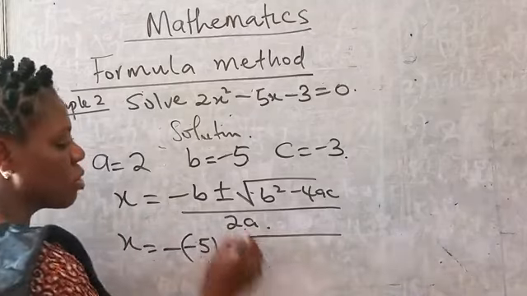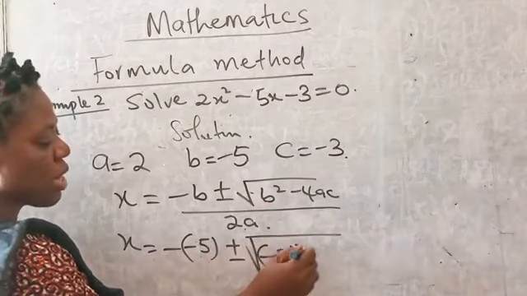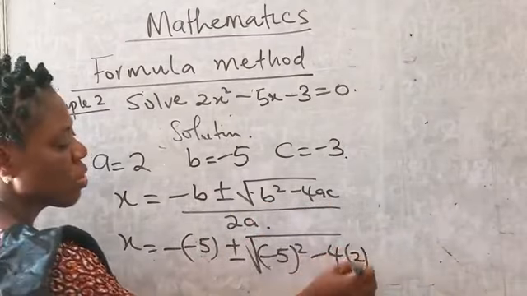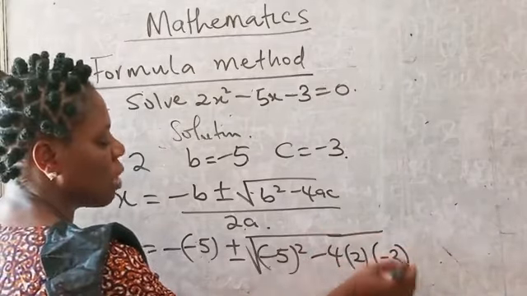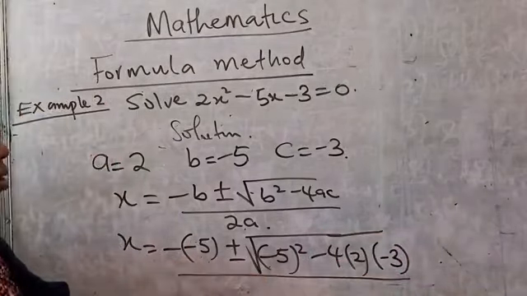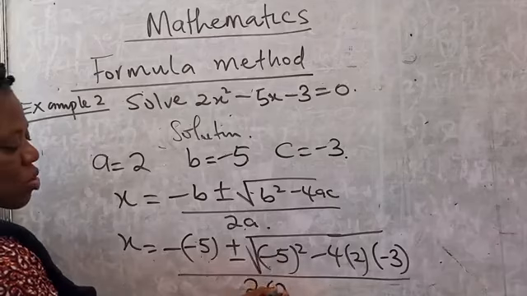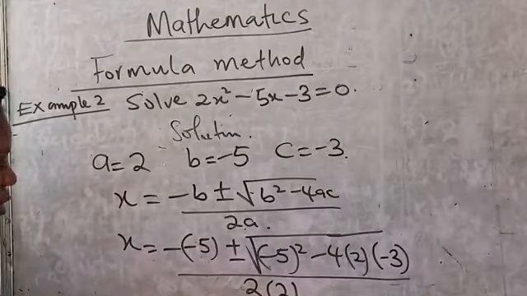You open the bracket, the square root. What is our b again? Minus 5. You square it. Minus 4. What is our a? 2. What is our c? Minus 3. You just follow that procedure like that and come down, all over what? 2a. What is our a? 2. Are we following? Let's solve it together.